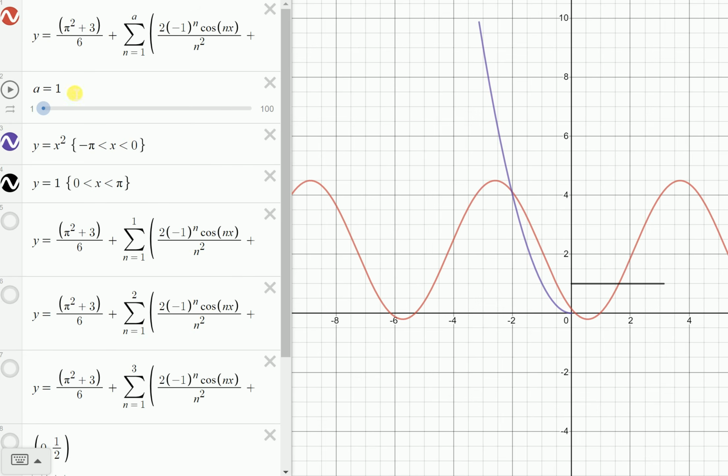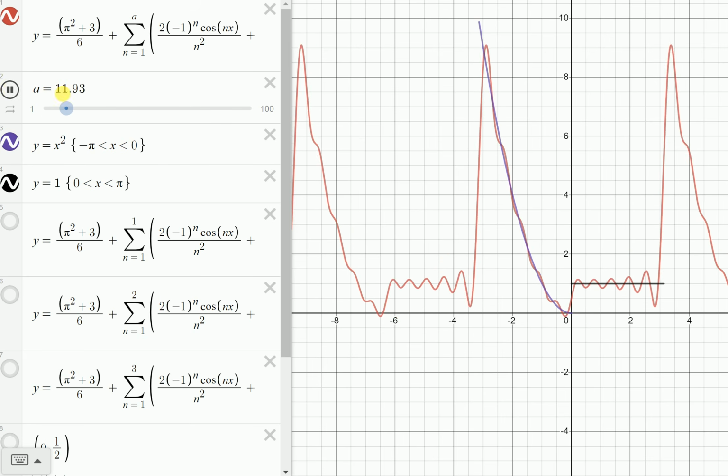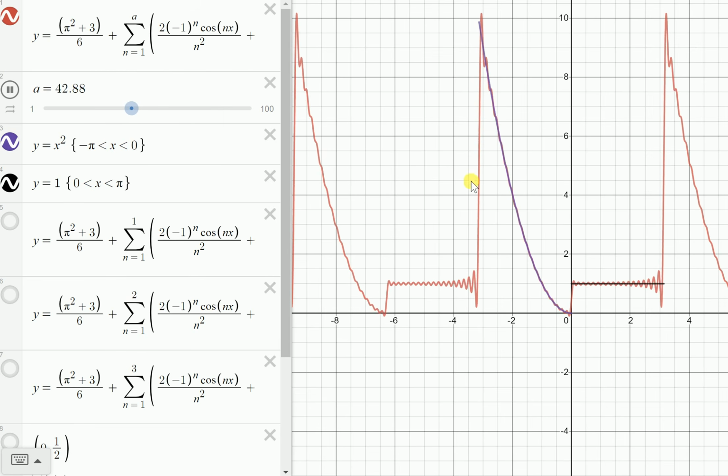All right, so here is what our initial graph looked like. I'm going to click this play button, and as it goes, a is going to get larger and larger. Let's look at what happens to the graph. So a is getting bigger and bigger, and notice that our graph is now hugging this parabola super closely. Even the line, sorry, it kind of just repeats when I get to 100. But yeah, the bigger a gets, the closer our Fourier series gets to our function, the better it is as an approximation. All right, so let's pause that.